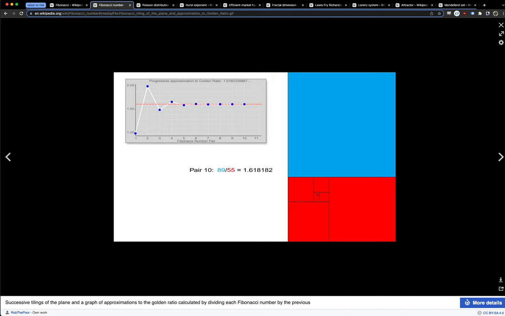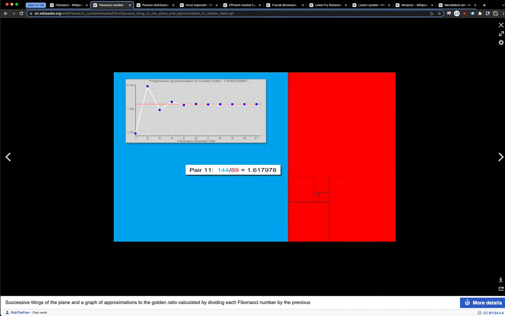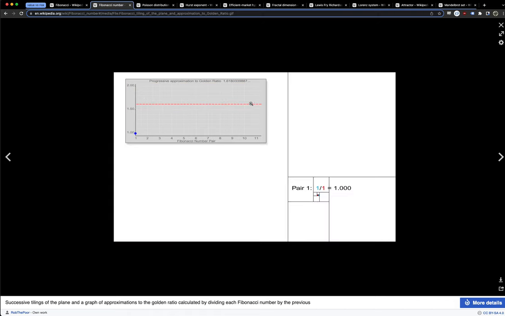I think Kepler was the one who originally realized that the ratio of consecutive Fibonacci numbers converges on the golden mean. And so this is the relationship between the Fibonacci numbers and that golden ratio.